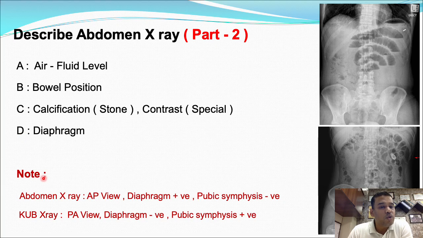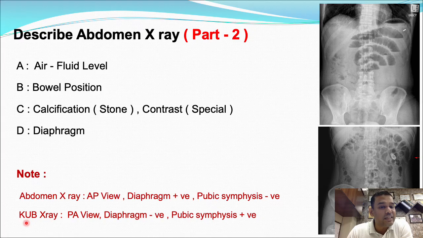A point to be noted is how do you differentiate between the two. You must have read X-ray KUB region and X-ray abdomen. So what is the difference between these two X-rays? In X-ray abdomen, it is always AP view, anterior posterior view. You will be seeing both domes of the diaphragm, as you can appreciate in this. Both domes of the diaphragm should be seen properly, and the pubic symphysis is not mandatory. You may not appreciate the pubic symphysis in an abdominal X-ray.